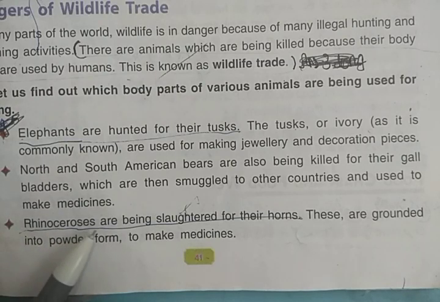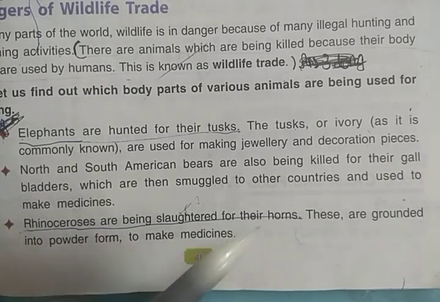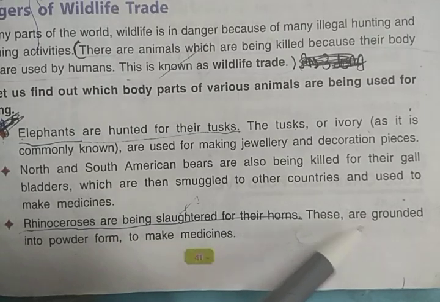Similarly, rhinoceros, you all have heard and seen. The rhinoceros has a horn on its head. So rhinoceros are being slaughtered for their horns. These are ground into powder form to make medicines. Again, their horns are used to prepare medicines.